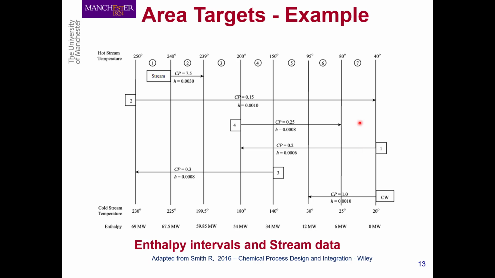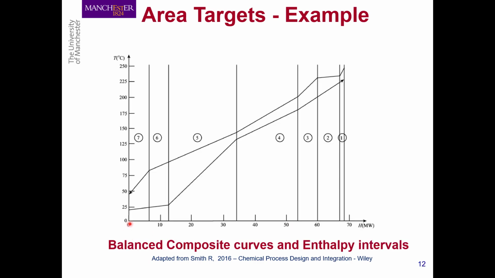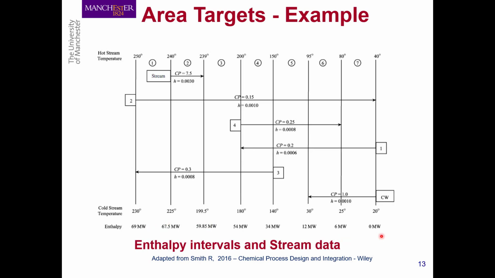Okay, and this is important because when we are looking at what kind of streams are available in an interval, we need to calculate the heat duty provided by the hot stream in that interval and the heat duty received by the cold stream in that interval. Okay, and at the bottom you can see where these intervals are in the temperature enthalpy diagram. For example, here you can see that it starts from 0, and then the first interval goes to around a value of 6. The second interval goes to around a value of 12, for example. So these numbers come from reading these intervals on the enthalpy axis.